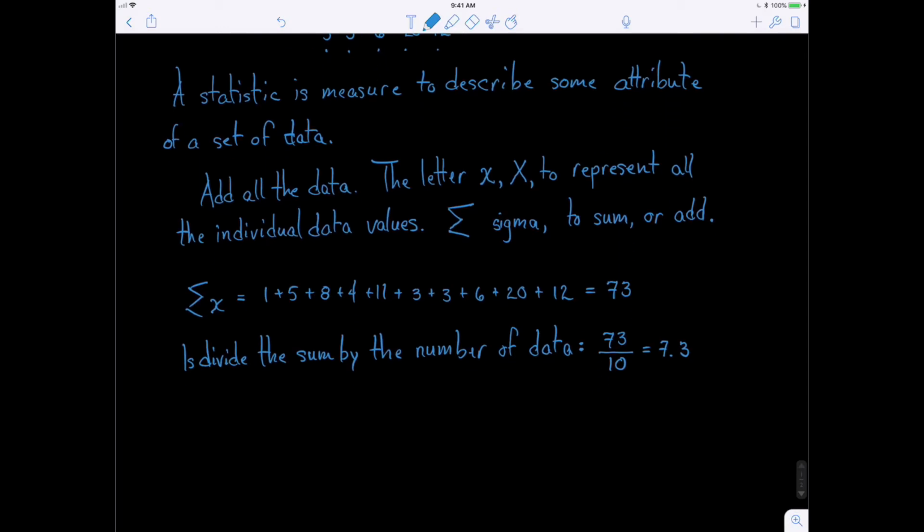A couple more things then. We represent the mean with the character x with a bar over it, and that's exactly what we call it. We call it x bar, and it represents the mean of the data set.